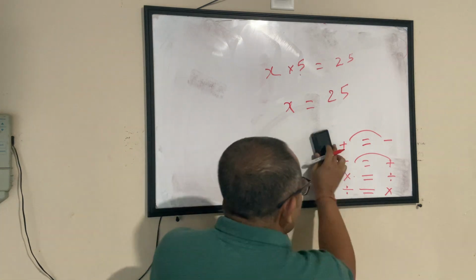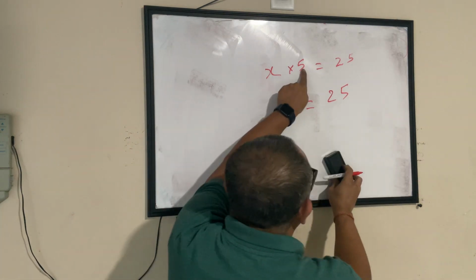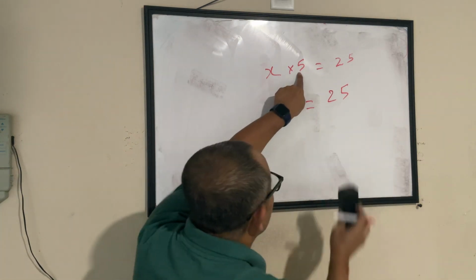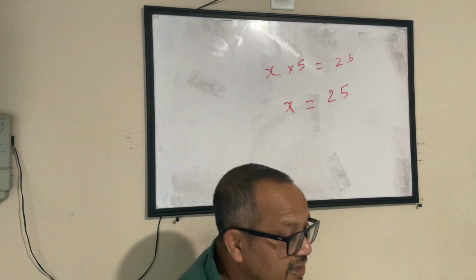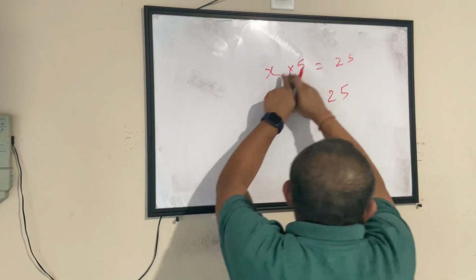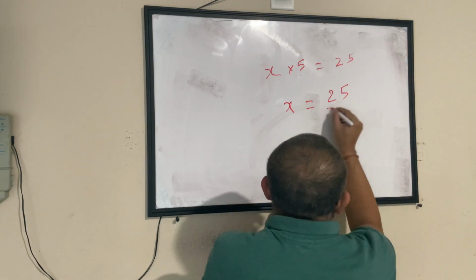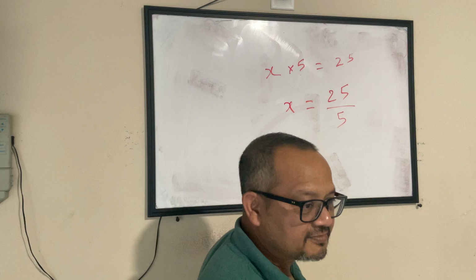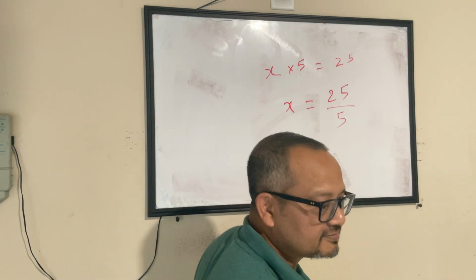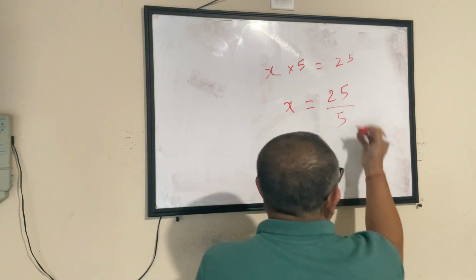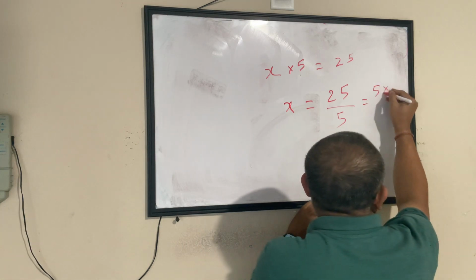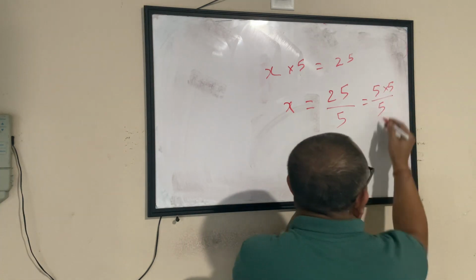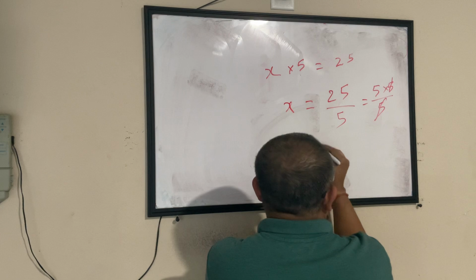Now, I have x into something. I want to get rid of this, meaning I want to move it without making a mistake. So I will make it move across the equal to sign. And since this is multiplication here, it becomes division here. And now we know 25 equals 5 into 5, and this is 5. I can do tic-tac-toe. What did I get? X equals 5.